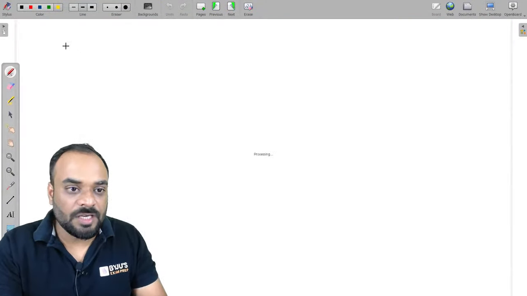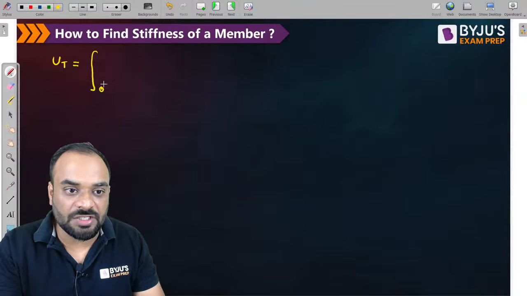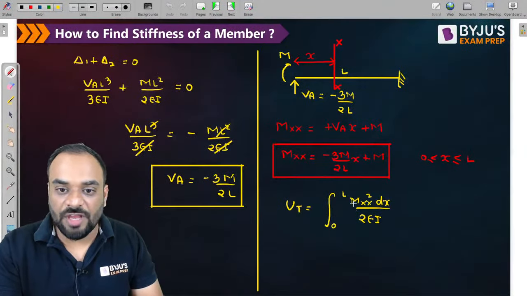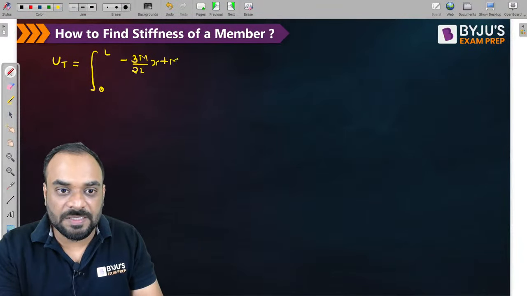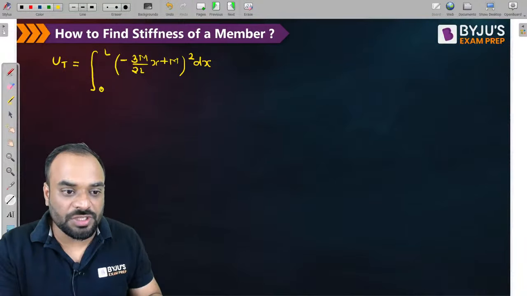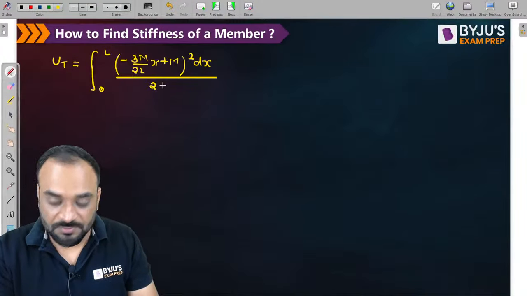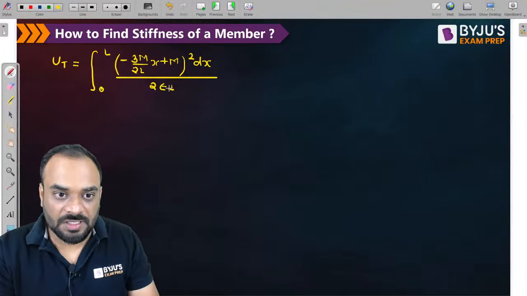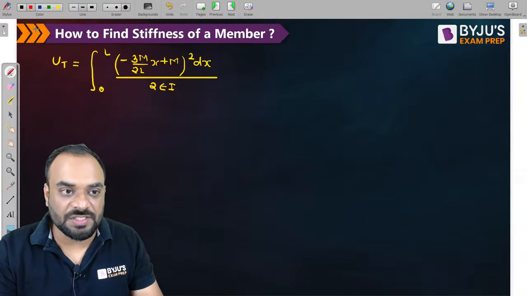Okay, let's put the value. So total strain energy is equal to integration 0 to L. What is the value of MXX? It is (minus 3M by 2L into X plus M) whole square dx upon 2EI. This is our equation, yes or no? This is our equation. Now what we will do, guys, we'll take the derivative of this total strain energy as per Castigliano's second theorem. I will explain it, guys.